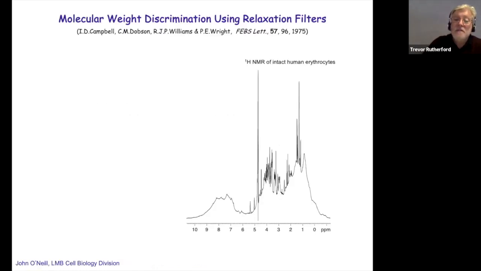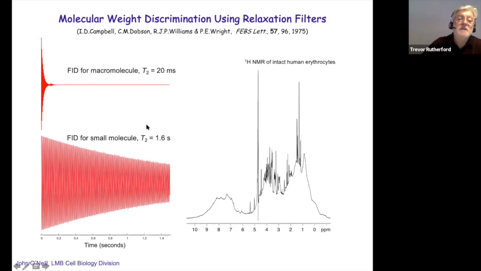We can also look at metabolomics, and this is looking at intact erythrocytes. Now, if we take a spectrum of a whole intact erythrocyte, you see a broad background of very broad signals for the slowly tumbling macromolecules, and superimposed on that envelope are sharp signals for the small molecule metabolites. Surely it couldn't be so simple that if we were to just delay our start of data acquisition for a few milliseconds at the beginning, we could remove all of the signal from the background of the macromolecules. But in fact, that's exactly what happens.